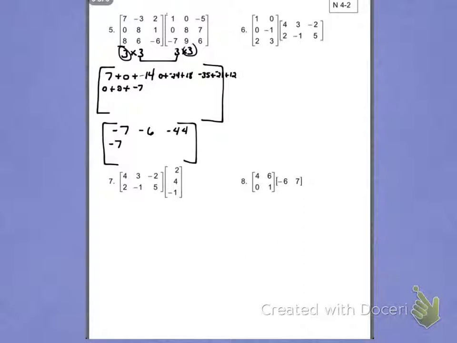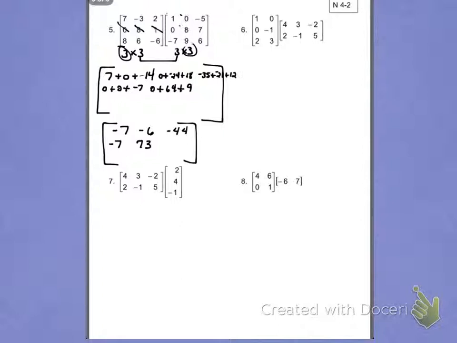Okay, middle row, middle column will put us in middle row, middle column in our answer matrix. 0 times 0 is 0. Plus 8 times 8 is 64. Plus 1 times 9 is 9. So 64 plus 9 is 73. That's going to go right there.